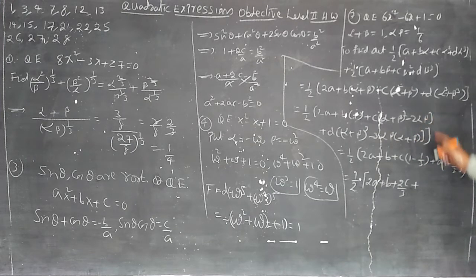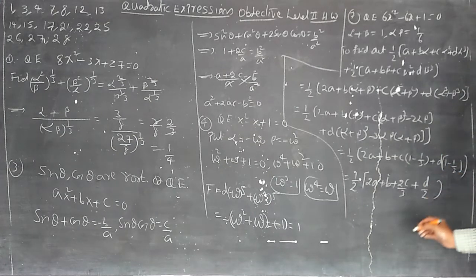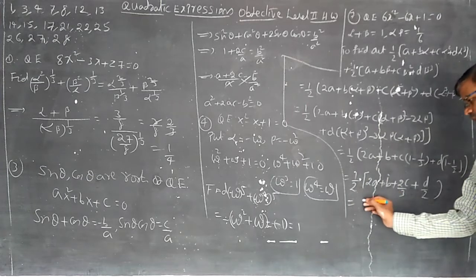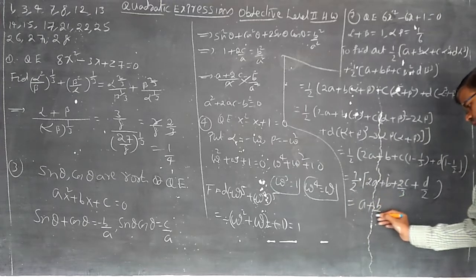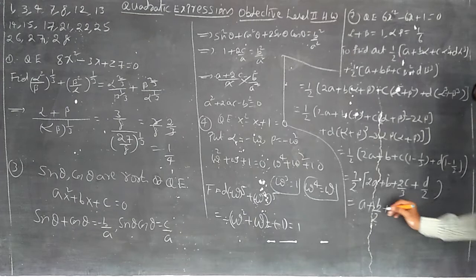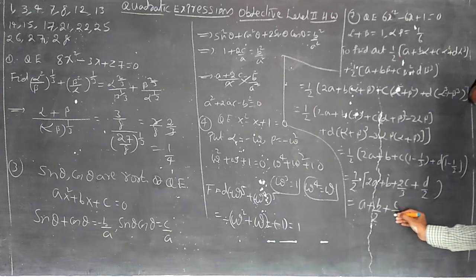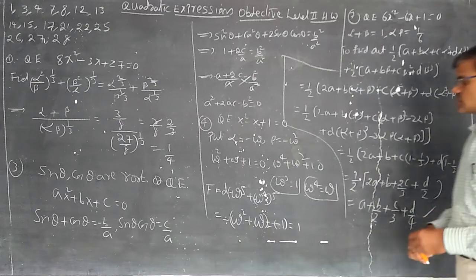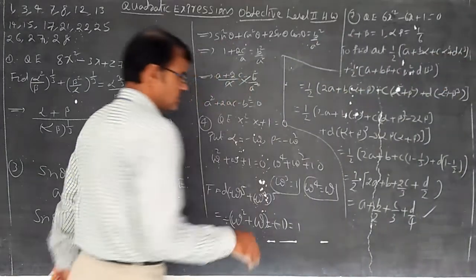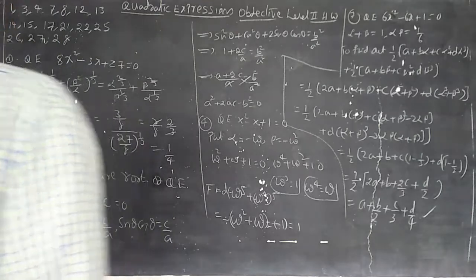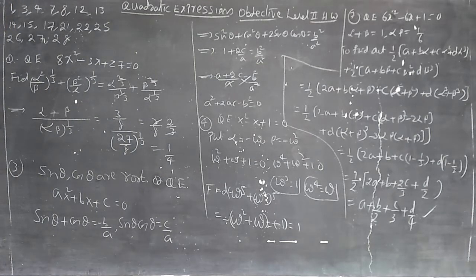Now 1 minus 1 by 2 is d by 2. Okay. Now multiply with this 1 by 2, you will get a plus b by 2 plus c by 3 plus d by 4. Nice. A plus b by 2 plus c by 3 plus d by 4 is the correct answer of this question.